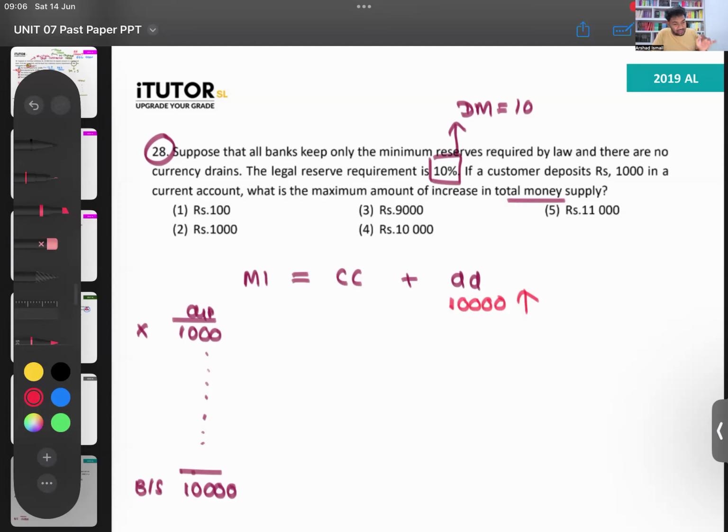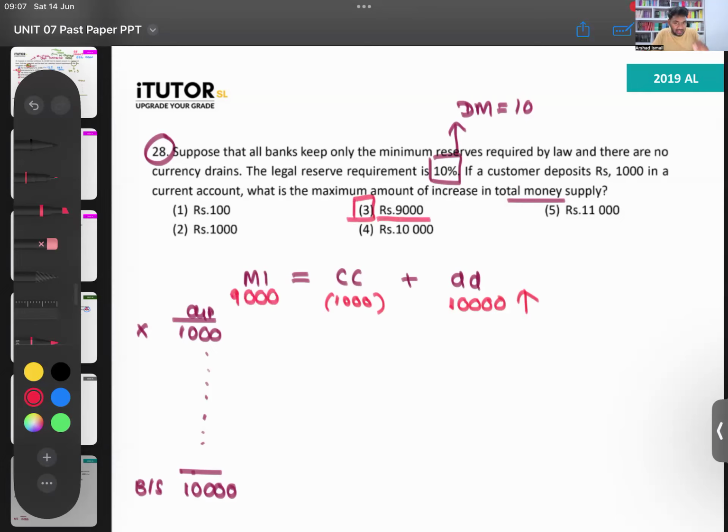If a customer deposits 1,000, what happens to currency held by public? Currency held by public should fall by that 1,000, no? So it has to fall by 1,000. Then my money supply increases by how much? Money supply doesn't increase by 10,000. Money supply increases only by 9,000. So be very careful when you do that.